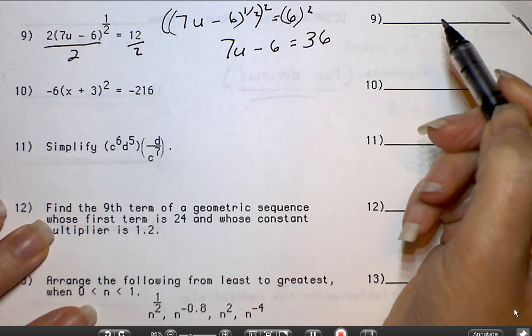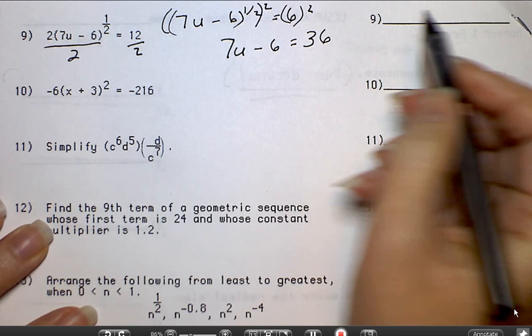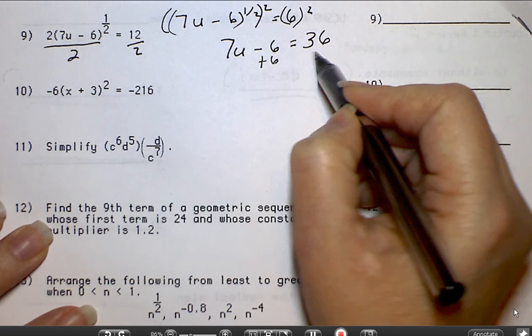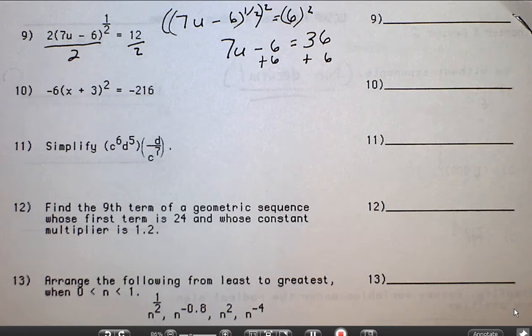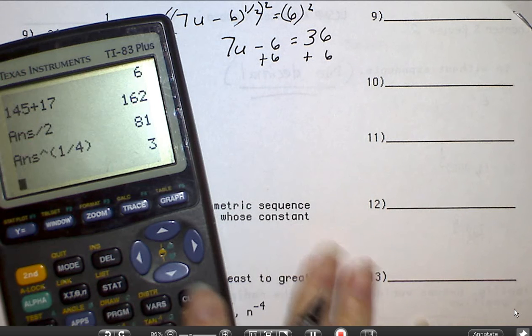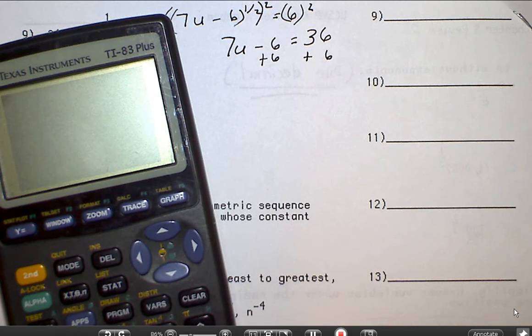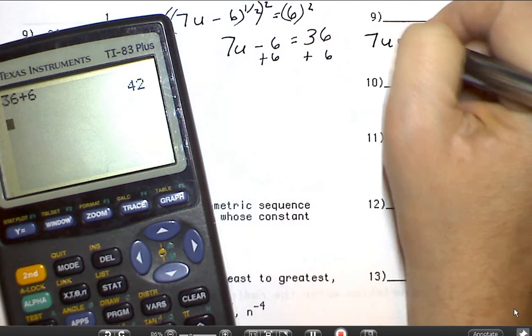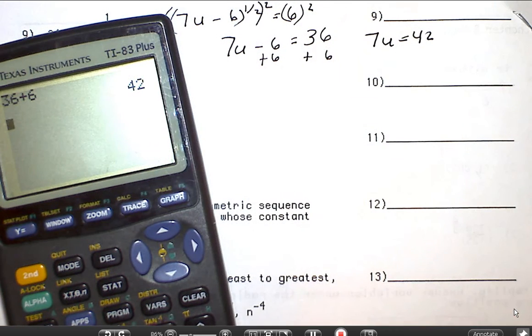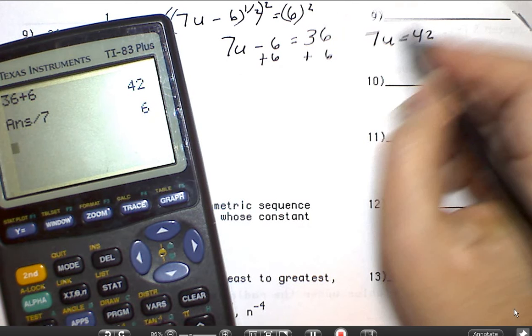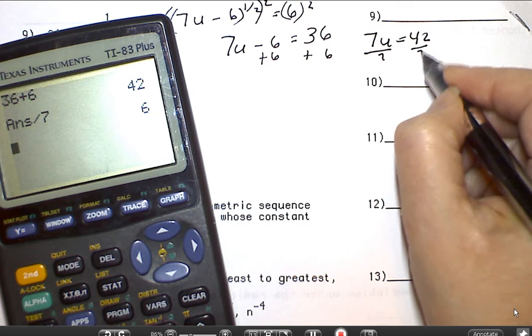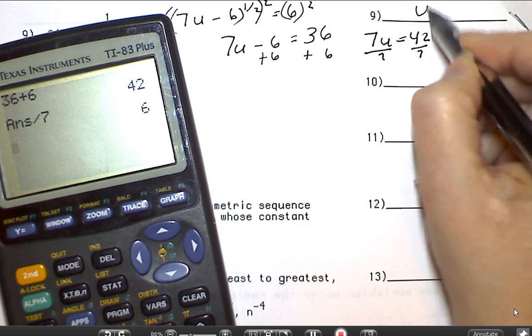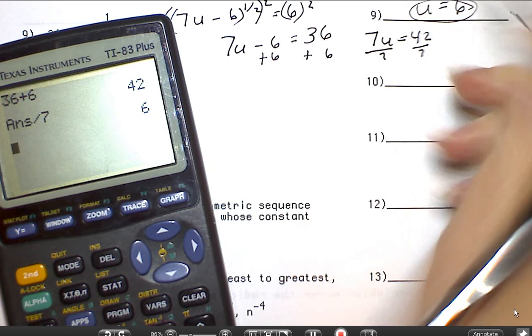And now we add 6. Just so I don't mess up, I'm going to take my calculator and go 36 plus 6 is 42. So I have 7u is equal to 42. And my last step is to divide by my 7. So u equals 6. And again, if you plug in u into this, you should get the right answer.